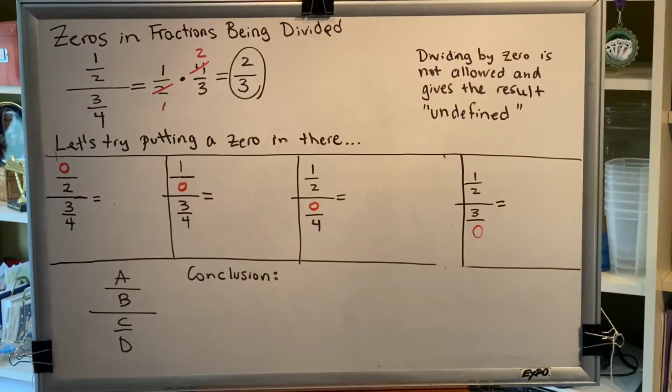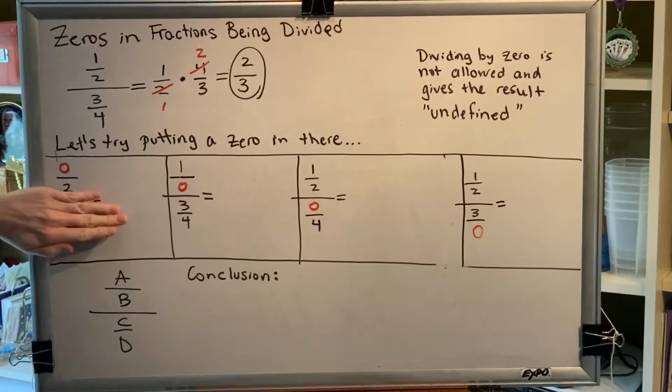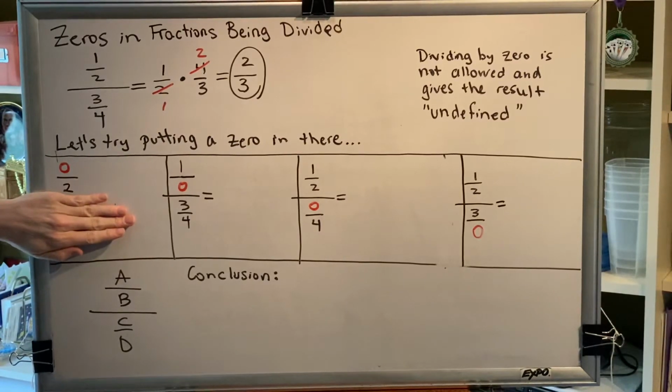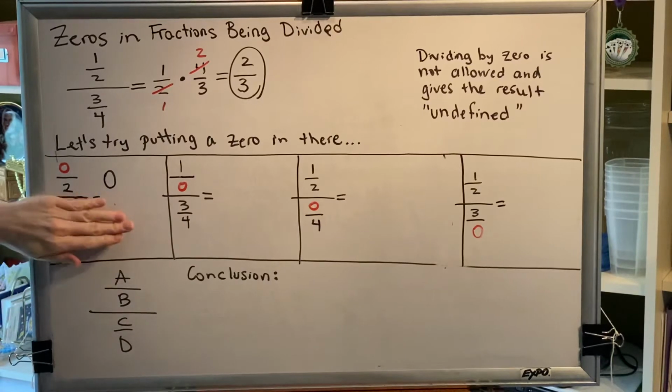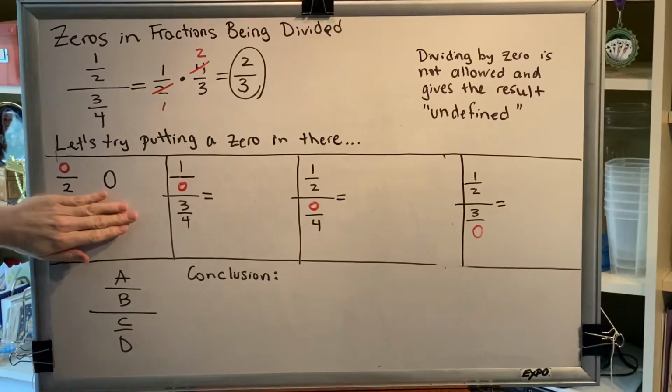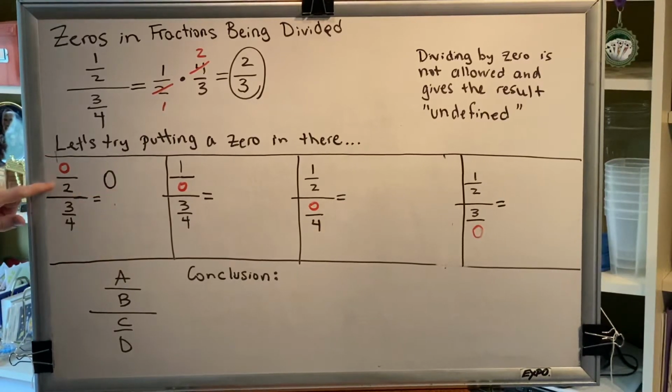All right, so let's start with this one right here, and specifically let's start with the numerator. What is 0 divided by 2? Well, 0 divided by 2 is 0. And the reason why is, if you have $0 and you try to split that among two people, each person is going to receive $0. So 0 divided by 2 equals 0.